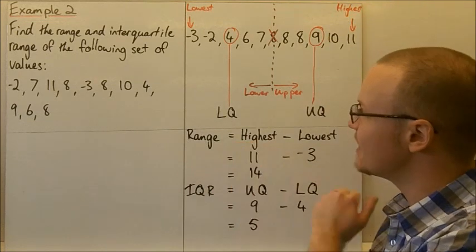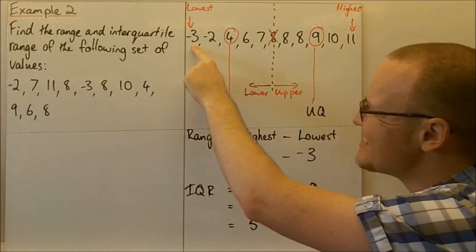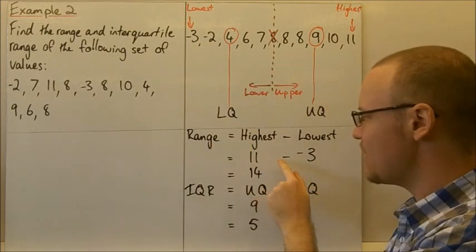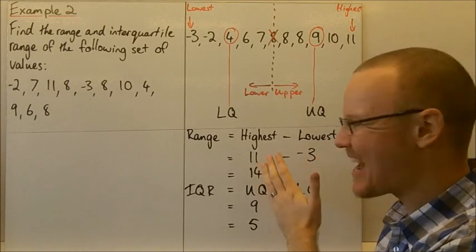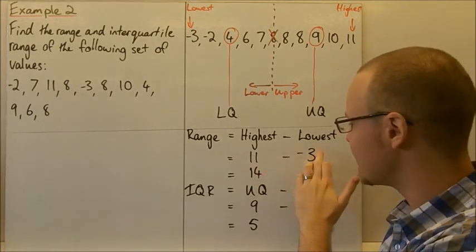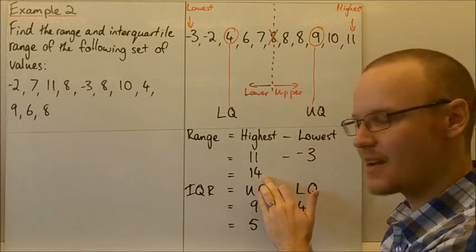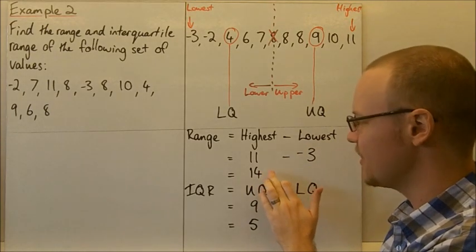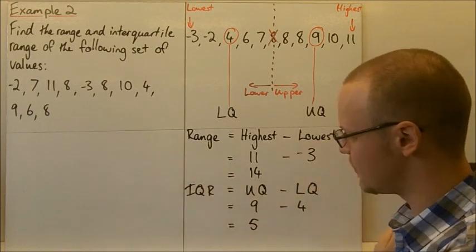So range here is the highest minus the lowest. So the highest is 11 and the lowest is -3. So that's 11 minus -3. Remember, when we subtract a negative, it's the same as adding the opposite. So 11 plus 3 is going to be exactly the same answer as 11 minus -3. So the range is 14. The range is 14 from the lowest to the highest number.